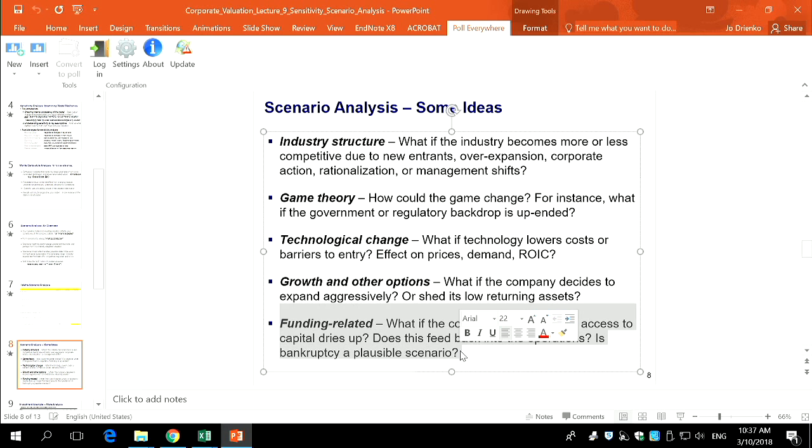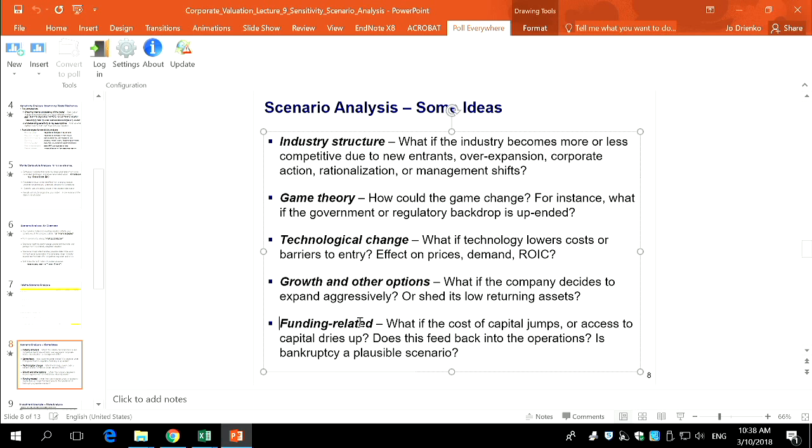And anything funding related, also a common scenario. What if the cost of debt, it's more of a sensitivity than a scenario, but for JB Hi-Fi, what happens if there are big changes to the cost of debt? What happens if there are big changes to the debt equity weighting in the WACC? What happens if the risk-free rate changes? Those are very important questions, right?